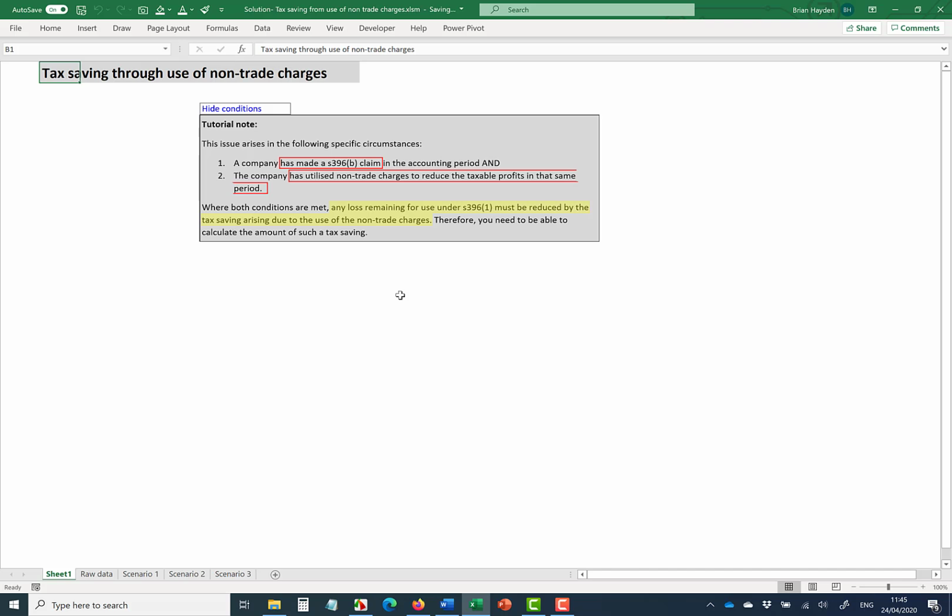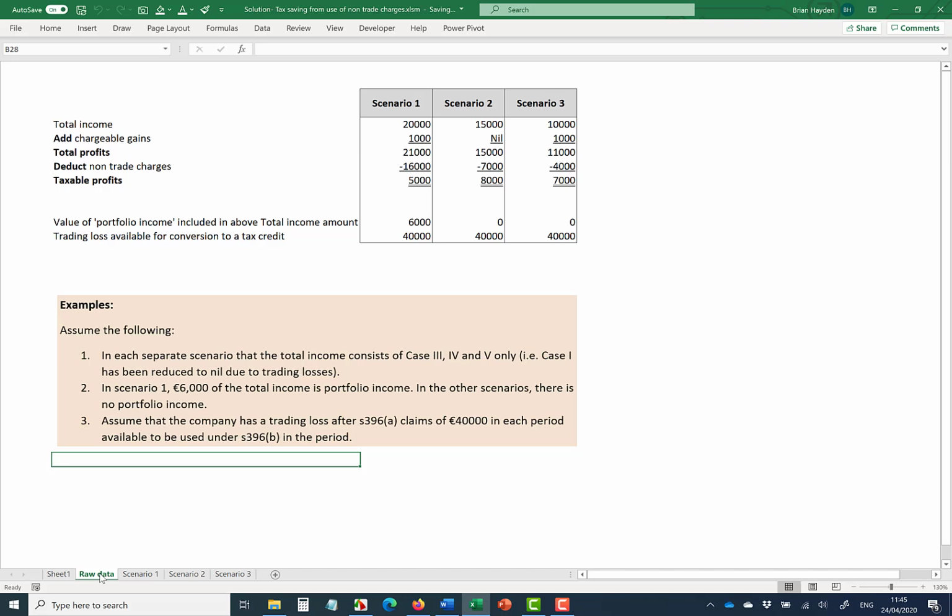So I'm going to look at three short scenarios that we covered in class previously, but I'm just going back over them for the purpose of revision. Okay, so the scenarios are as illustrated on the screen here. We've got scenarios 1 through to 3, and you can see we've got some details of income, gains and non-trade charges. And we're told in each separate scenario the total income consists of case 3, 4 and 5 only. So case 1 is eliminated in these total income values here.